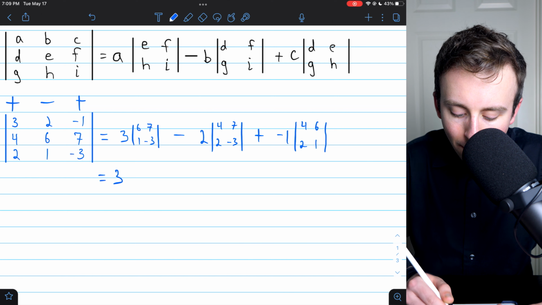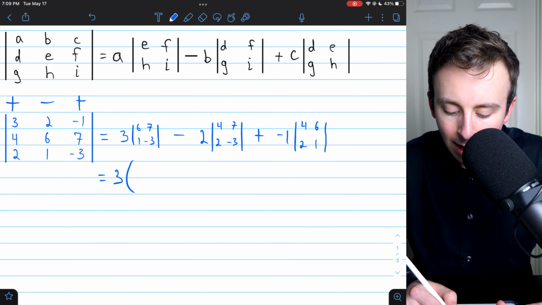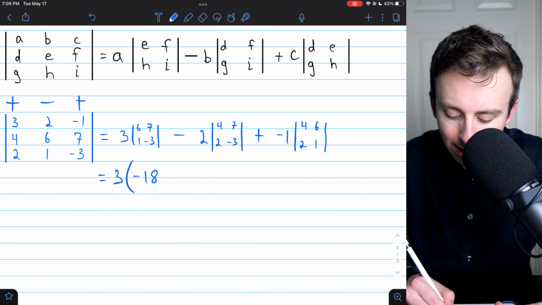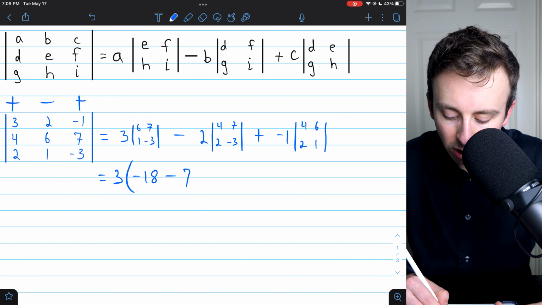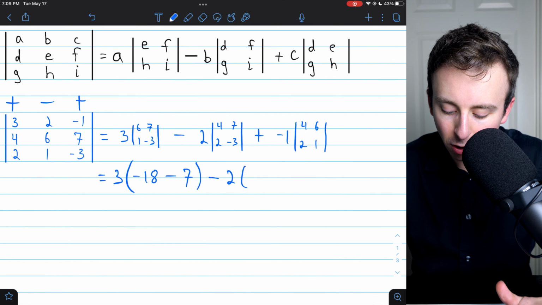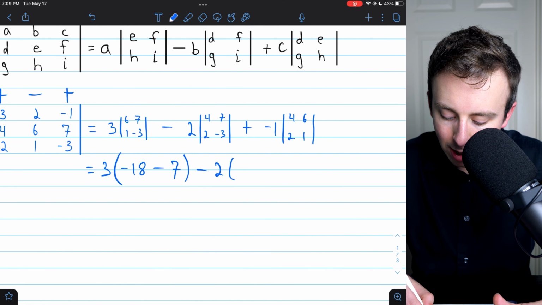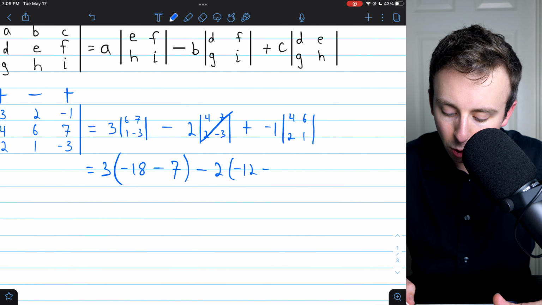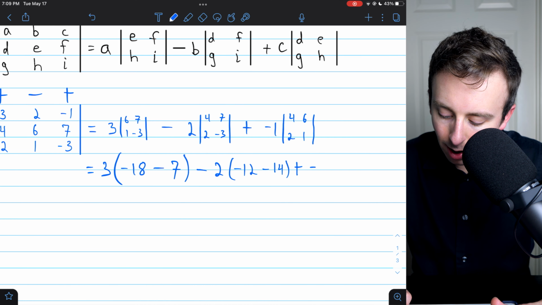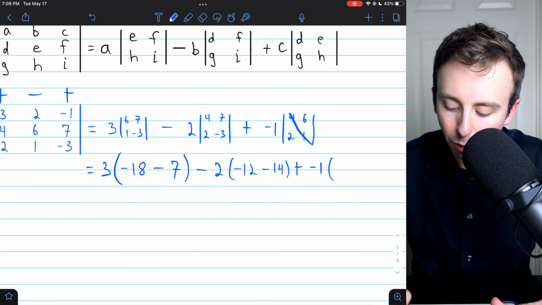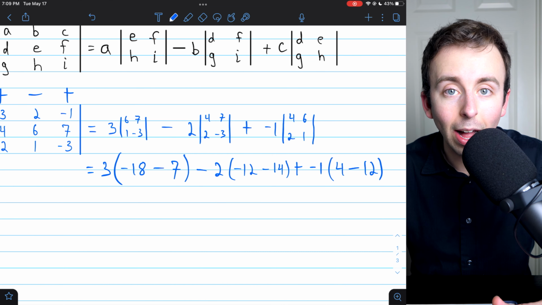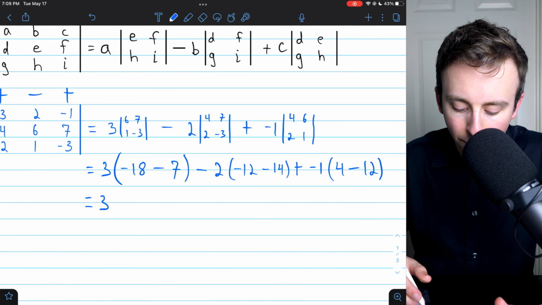We've got 3 multiplied by this 2 by 2 determinant. To find the 2 by 2 determinant, we take 6 times -3, which is -18, minus 1 times 7, which is 7. And then we subtract 2 times this determinant, which is 4 times -3, which is -12, minus 2 times 7, which is 14. And then we add -1 times this determinant, which is 4 times 1, which is 4, minus 2 times 6, which is 12. Now all that stands in our way is some arithmetic.